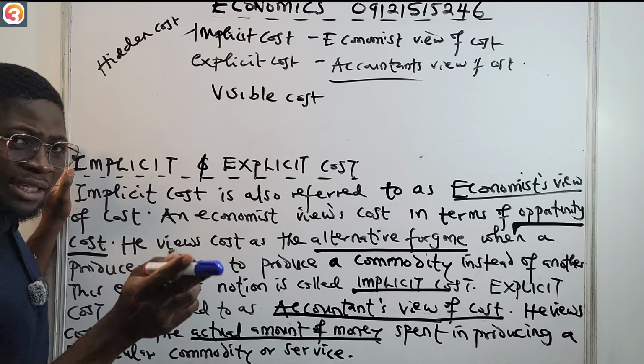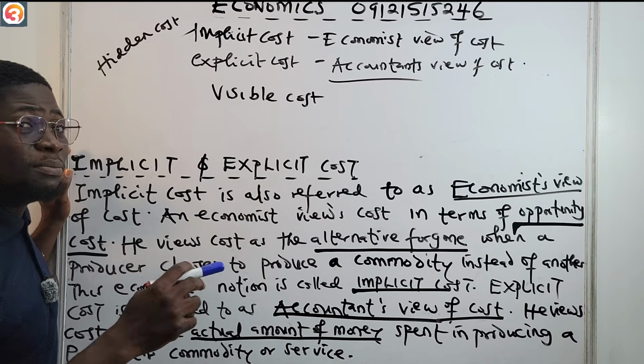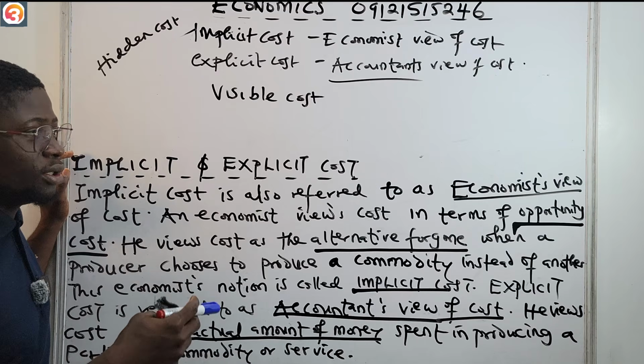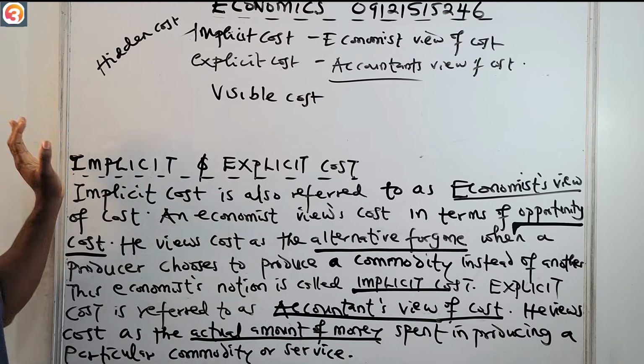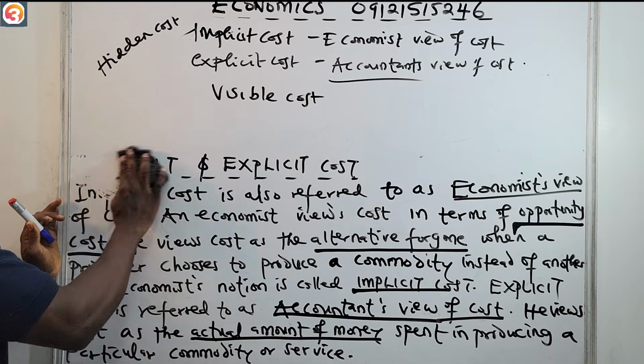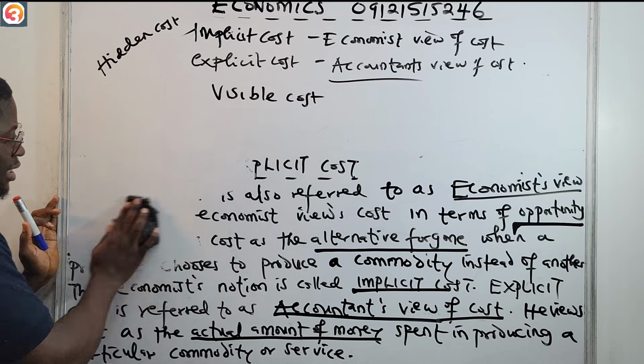When we get to our past questions, you see all of this being asked in your past questions. So you need to pay attention to all of this. So this is implicit and explicit cost. Now I'm going to look at short-run cost analysis.